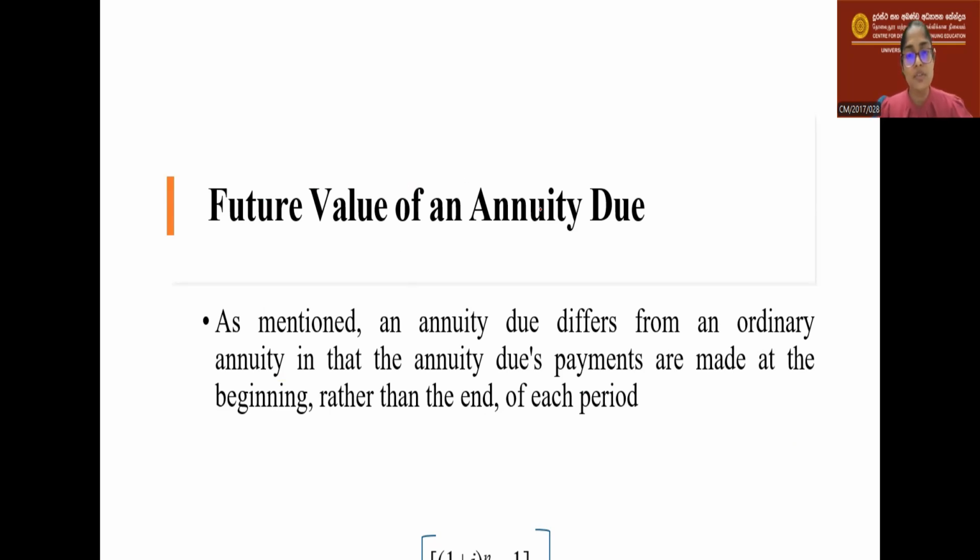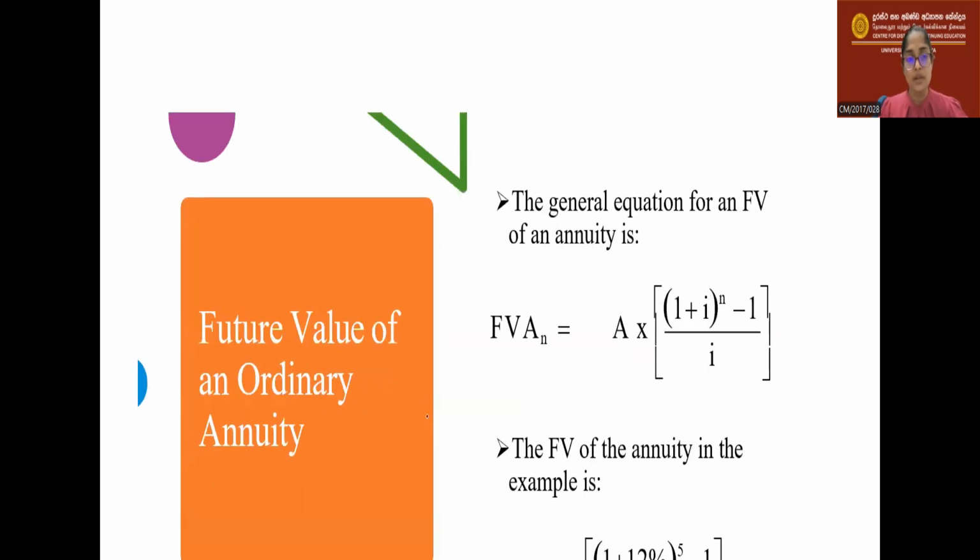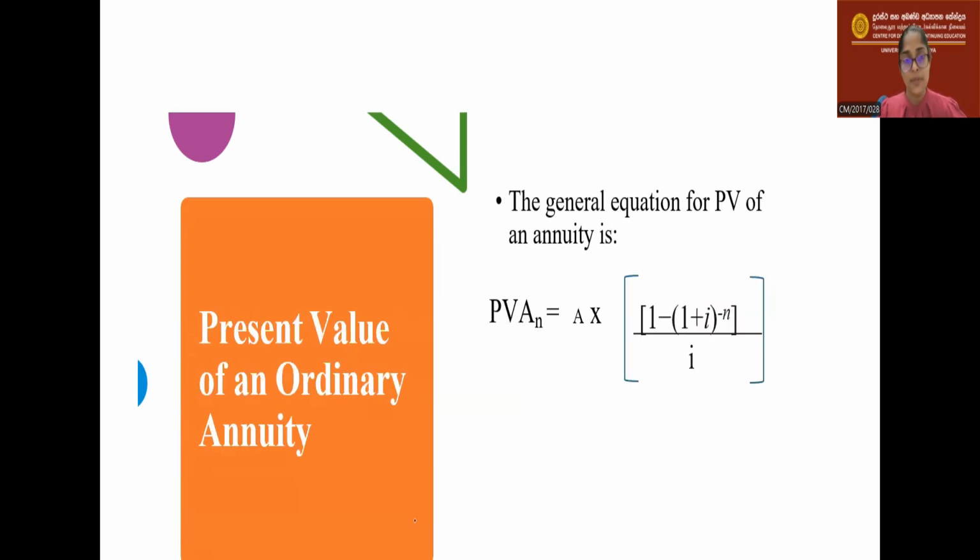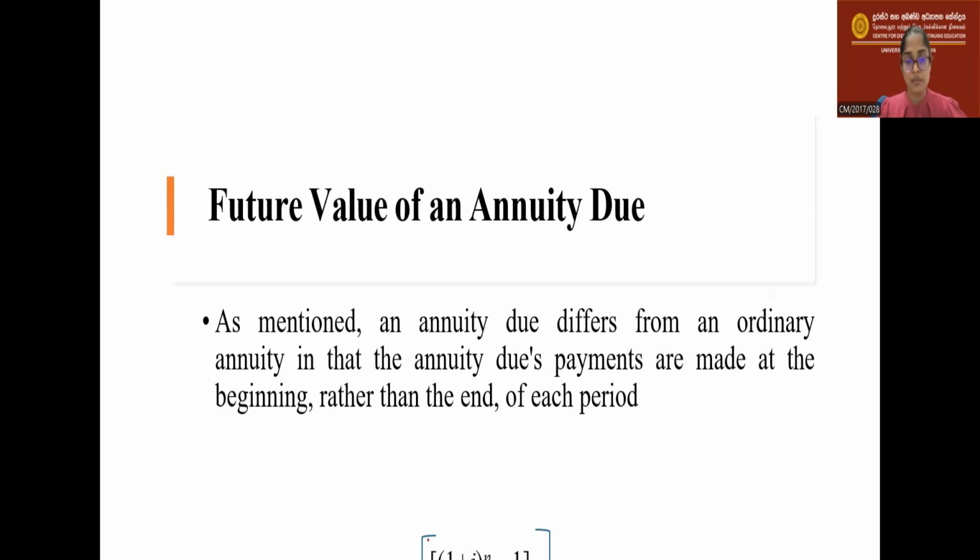When it comes to the annuity, look here at the ordinary annuity future value formula: A multiplied by (1 plus i) to the power of n minus 1, divided by i. Now look at the future value of an annuity due. It's the same thing, (1 plus i) to the power of n minus 1 divided by i, multiplied by A. But there is a special adjustment, the factor 1 plus i. That is the only new thing, as I mentioned.